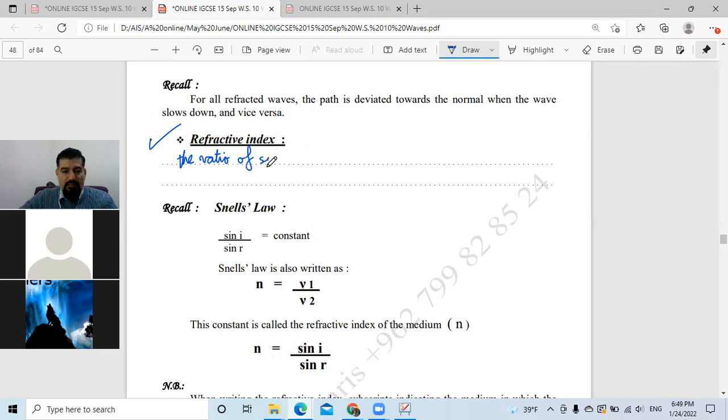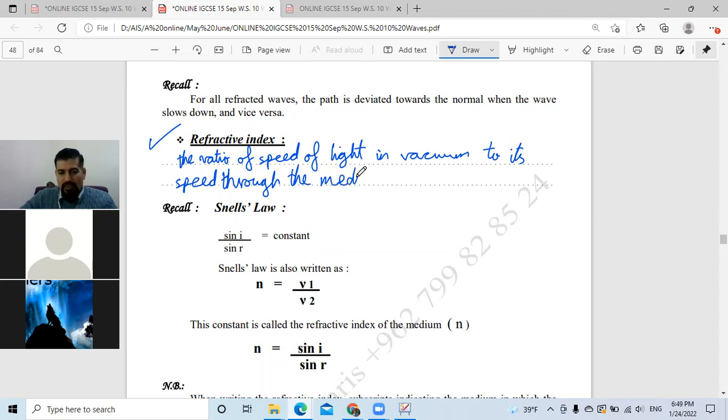So the refractive index is the ratio of the speed of light in vacuum to its speed through the medium. Each medium has a certain refractive index, and they use the letter N to represent it, equal to the speed of light in air over the speed of light in the medium. Okay, now I'm going to teach you something new.